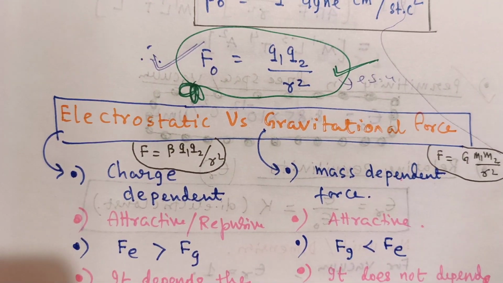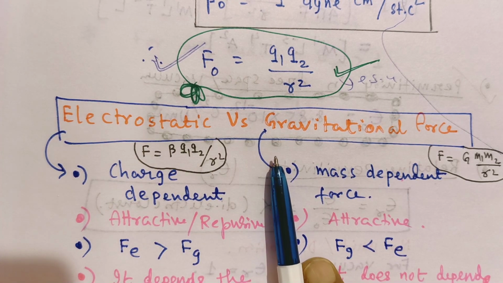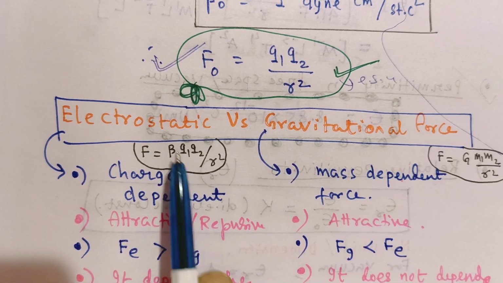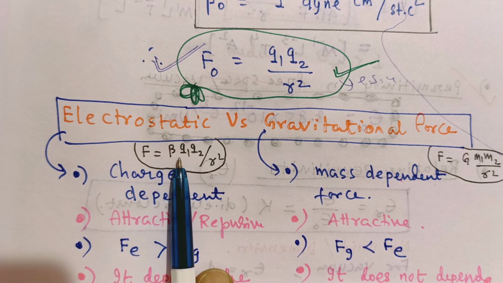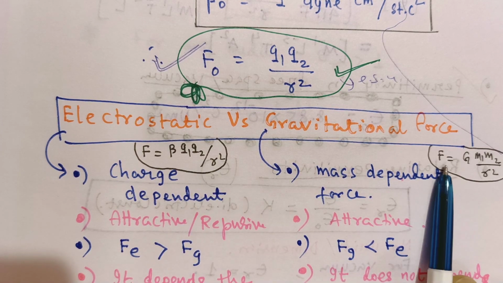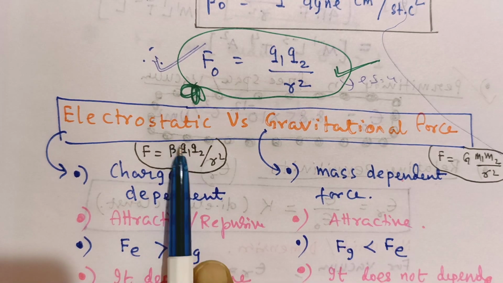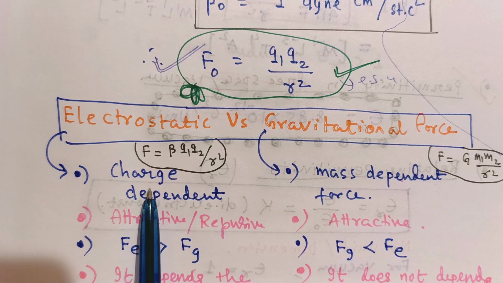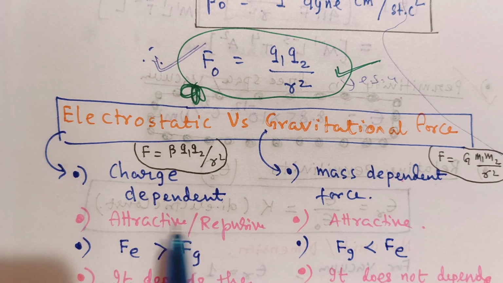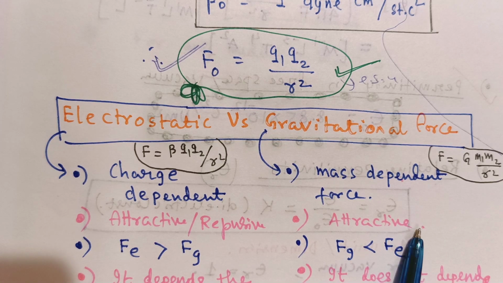Now let us discuss what electrostatic force and gravitational force are, as we discussed the distinction between charge and mass. Keep the points carefully. First, keep the formulas here. The electrostatic formula is F is equal to K Q1 into Q2 by R square. And the gravitational formula is F is equal to G M1 into M2 by R square. From the formulas some points are very clear to us. Electrostatic force is charge dependent and gravitational force is mass dependent. The electrostatic force's nature may be attractive or repulsive, and the gravitational force's nature is always attractive.